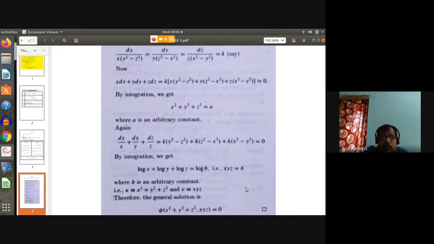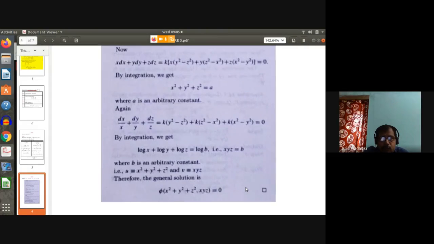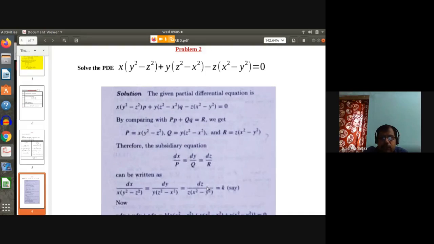So we have two independent solutions obtained from the auxiliary equations: x square plus y square plus z square and xyz. So our general solution is phi of x square plus y square plus z square comma xyz equal to 0. So that is the general solution for this partial differential equation.